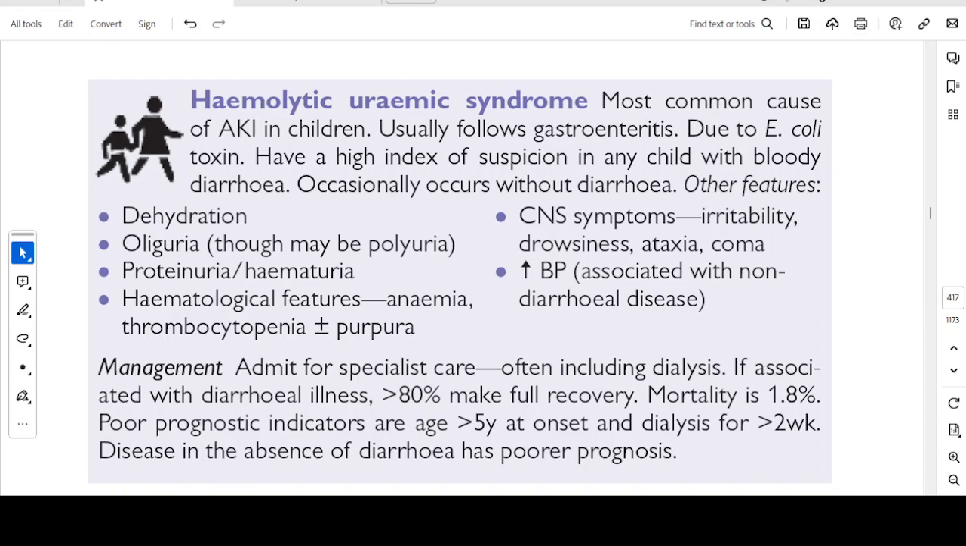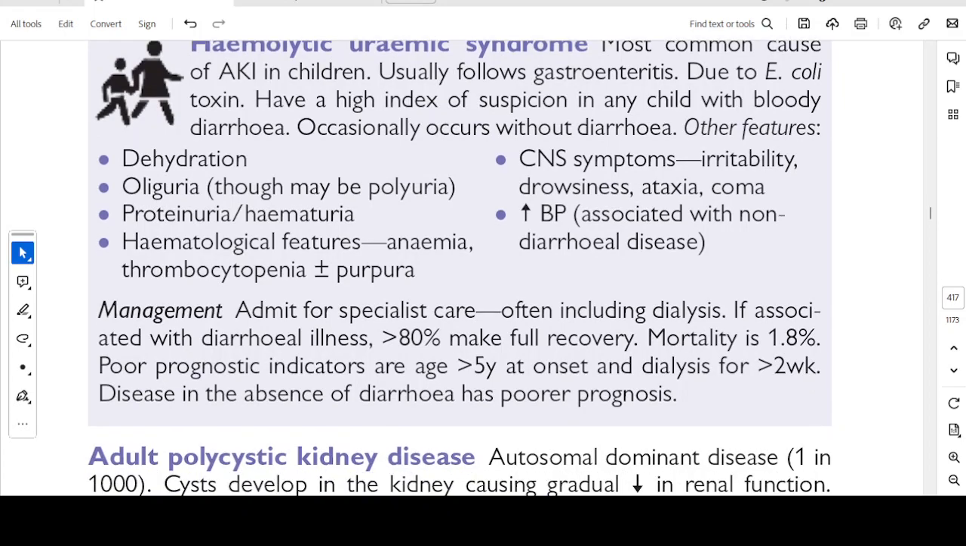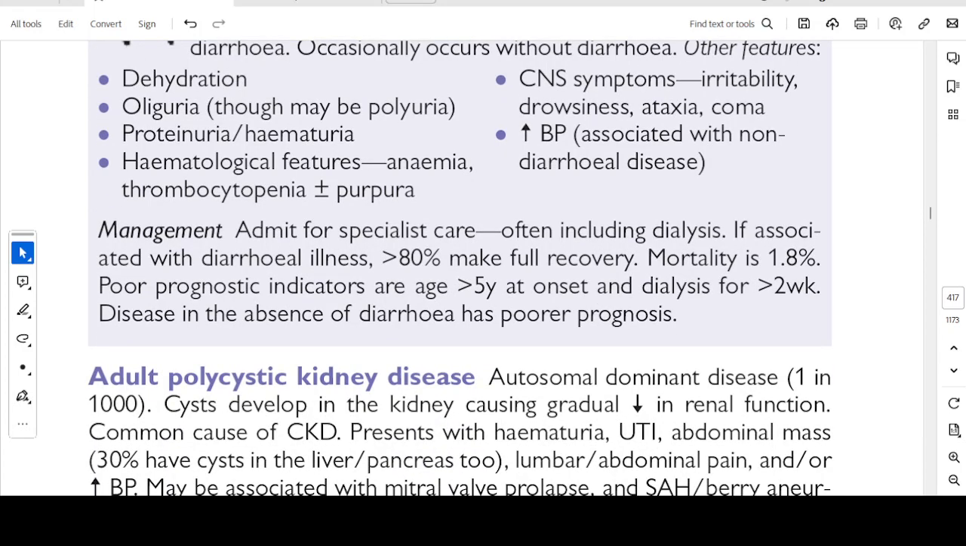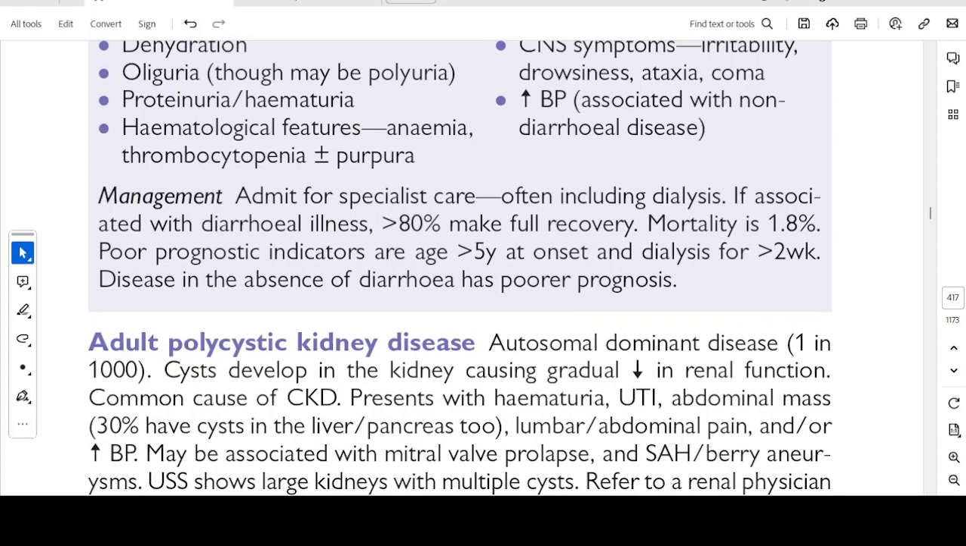CNS symptoms: irritability, drowsiness, ataxia, and coma. Increased BP is associated with non-diarrheal disease. Management: admit for specialist care, often including dialysis. If associated with diarrheal illness, more than 80% make a full recovery. Mortality is 1.8%. Poor prognostic indicators are age more than 5 years at onset, dialysis for more than 2 weeks. Disease in the absence of diarrhea has poorer prognosis.